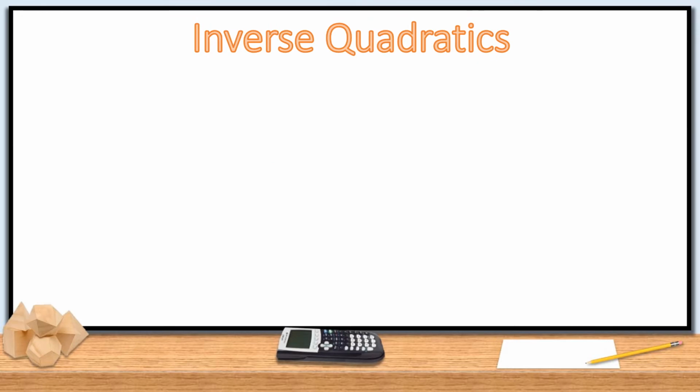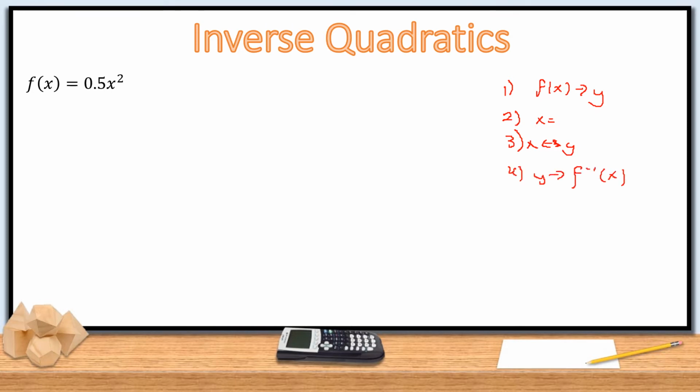All right, let's get into it. Inverse of quadratics. So we're going to be applying that four-step process to a quadratic function. Just once again, in case you don't have it written down: f of x becomes y, we want to isolate x, we want to switch x and y, and then we want to take y and convert it back into function form.